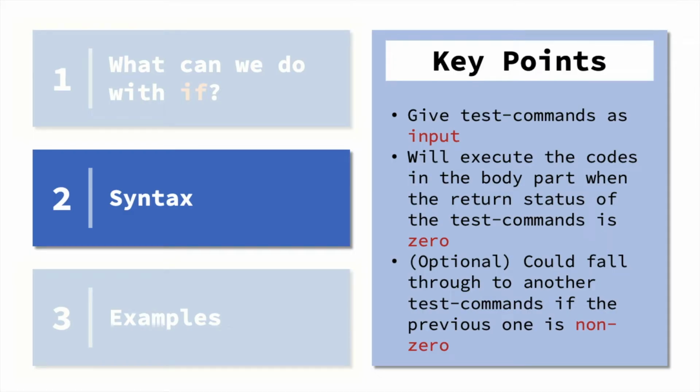The syntax of if contains 3 major parts: input, 0, and the non-zero. For input, Bash needs you to give it commands or expressions to evaluate, and then Bash will decide whether to execute the code block inside it according to the value of the evaluation result. If the value is 0, which means true or successful, Bash will run the body part. Otherwise, the non-zero value means false or failure, and then Bash will fall through to another test commands or continue to the rest of the codes.